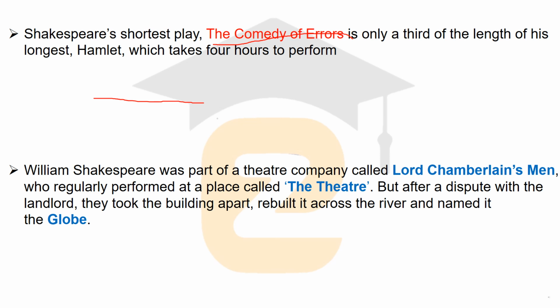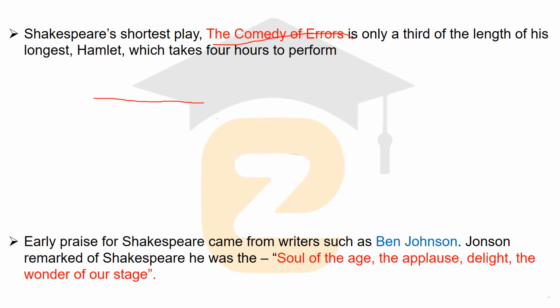The plays written by William Shakespeare were performed in the Globe Theatre, and this Globe Theatre belongs to William Shakespeare. He was also a partner in the theatre company, the Lord Chamberlain's Men, which was called The Theatre. But after a dispute with the landlord, he rebuilt a theatre that was called by the name of the Globe. Next, we have: early praise of William Shakespeare came from writers such as Ben Jonson.